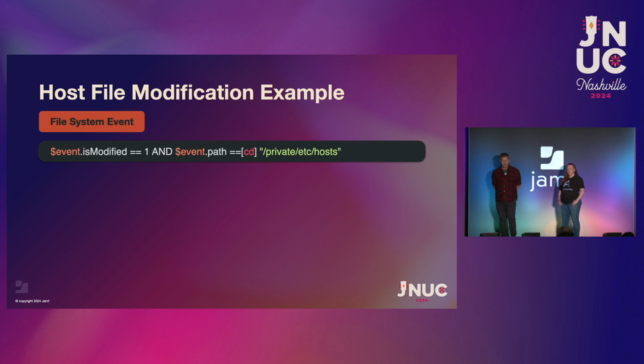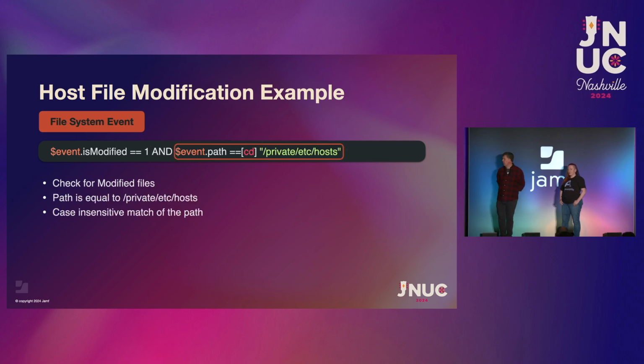Okay. So this is made up of two sections, really, using the AND logic. So this is using the file system event because we're going to monitor changes to this file. So the first part is looking at whether the event was a modified file, basically. So we're using $event.isModified equals 1, so it's true. And then we have the AND logic. And with the AND logic, we then have the second qualifier. And here we're using the path attribute.